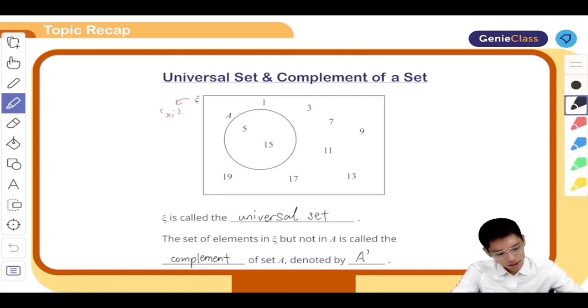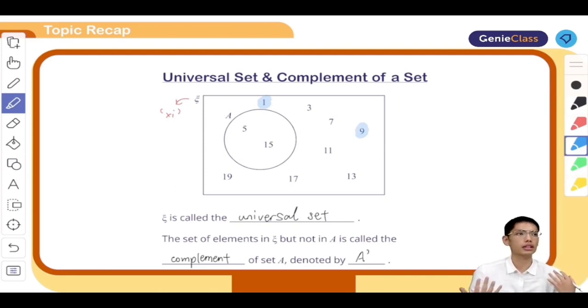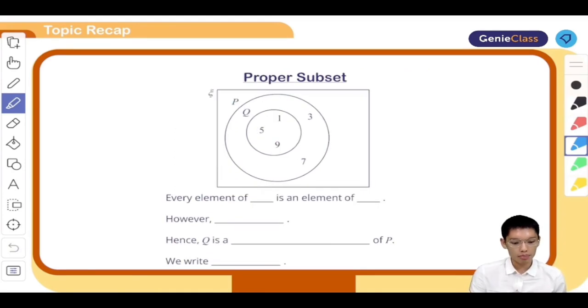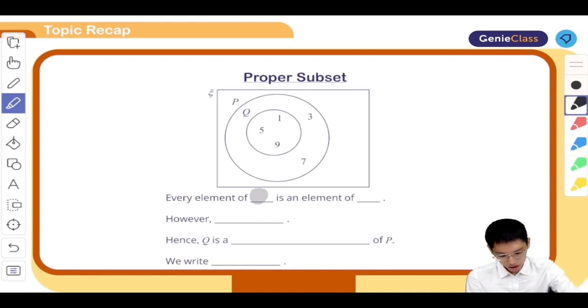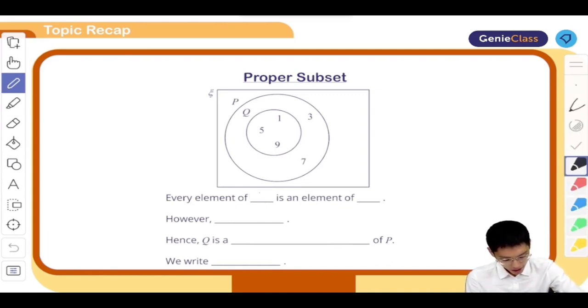1 and 9 are not in the set, so that's the notion here. So we can actually carry on. 3, 7, 11, 13, 17, 19 are actually not in the set as well. All right, so moving on, what happens is now proper subsets. Over here, how do we classify a proper subset is as accordingly. Because Q over here is the smaller set, every element of Q, in this case, is an element of P. But however, we know to have a proper subset, Q is not equal to P. Henceforth, over here, Q is a proper subset of P.